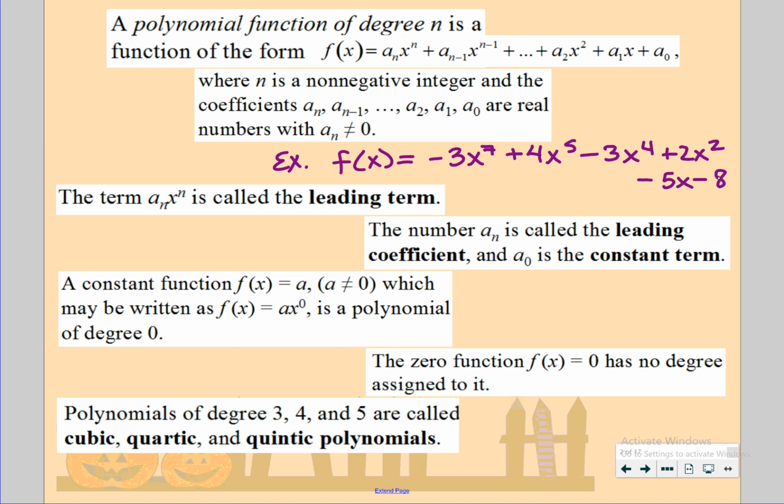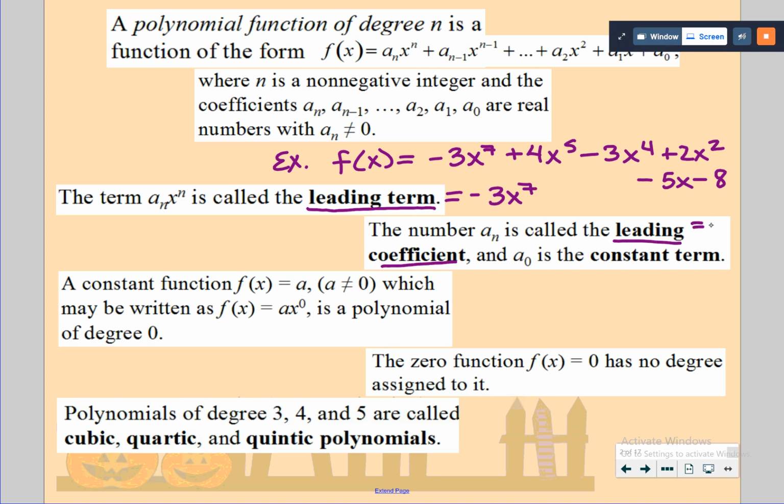A sub n x to the n is called the leading term. In my polynomial, the leading term is -3x to the 7th. It's the guy that has the highest power in the term, so not necessarily the first. Sometimes they're not in order. It's the guy that has the highest exponent. That's my leading term. It's the whole thing. The leading coefficient is the number in front of that term, -3.